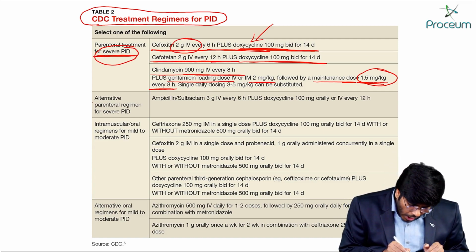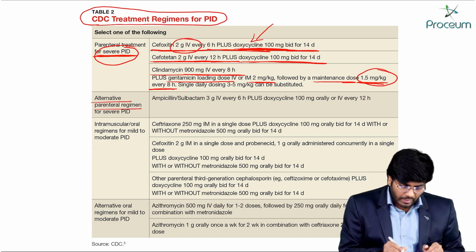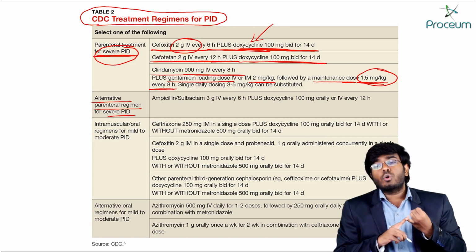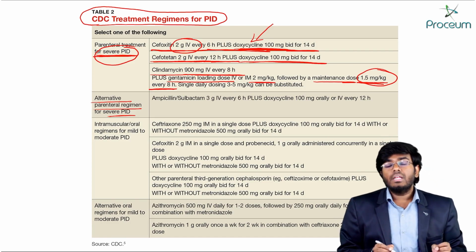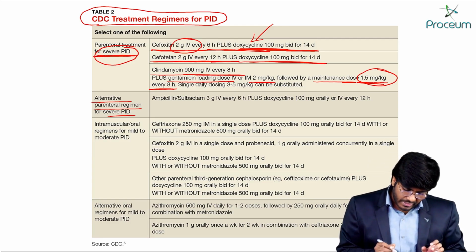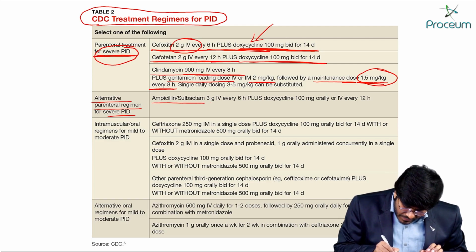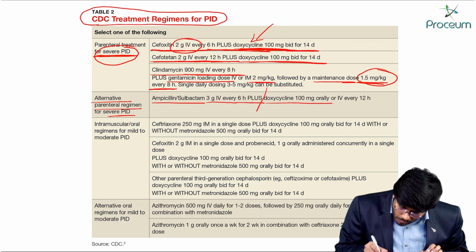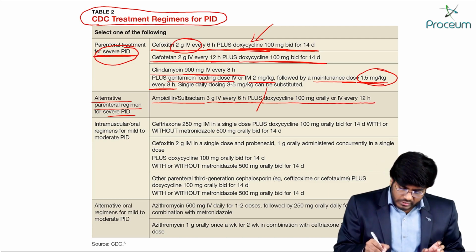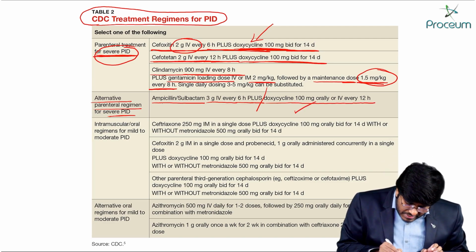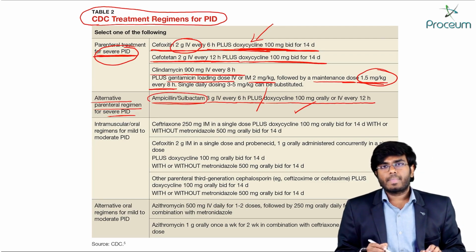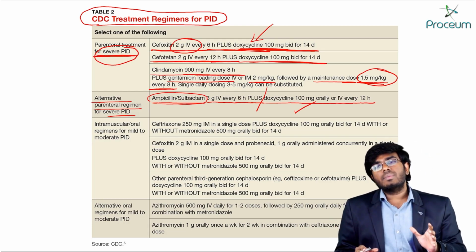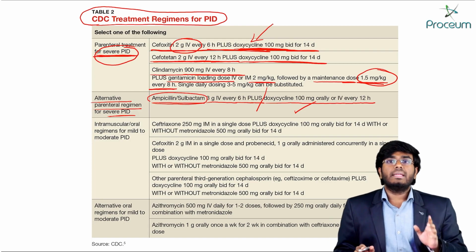There is also an alternative parenteral regimen for severe PID. Other than giving 3rd generation cephalosporin and doxycycline, or clindamycin along with gentamicin, there is one more alternative regimen where you can use ampicillin or sulbactam 3 grams IV every 6 hours, plus doxycycline 100 milligram orally or IV every 12 hours. Doxycycline is common here; we are taking penicillins. So these are the regimens for severe pelvic inflammatory disease.